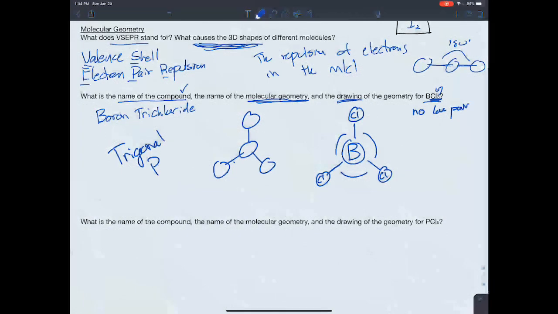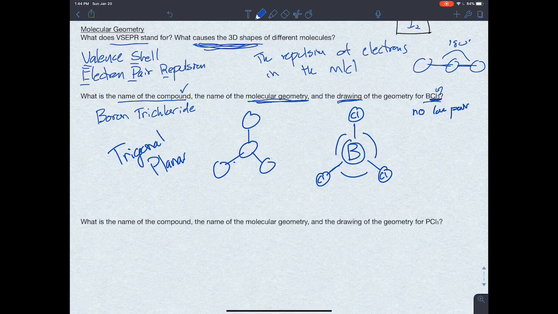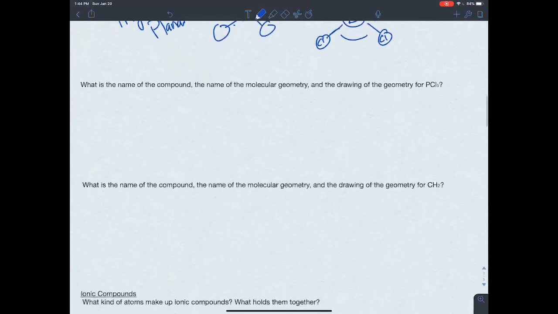Trigonal planar. Okay, so we confirmed that there wasn't going to be a lone pair, that there were just 3 ligands, 3 groups attached to the central atom. If there's 3 groups, they're going to spread out in a trigonal planar way. Okay, let's go on to the next one.